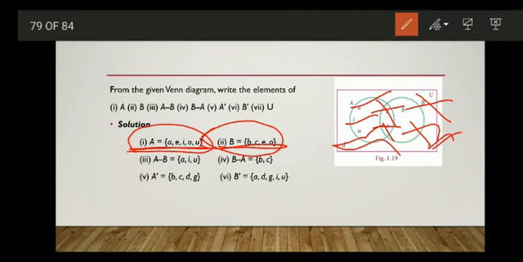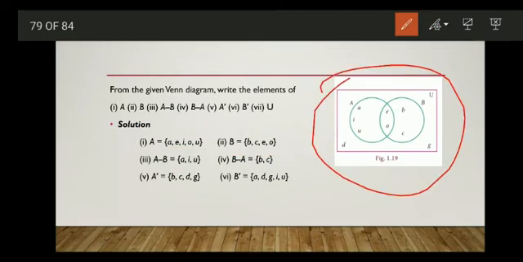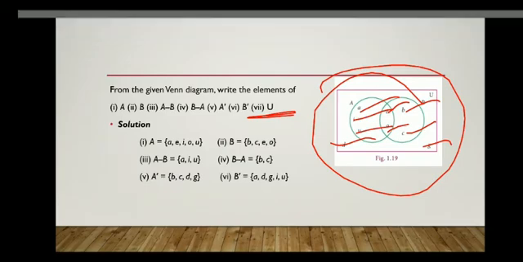This is B complement. Elements of the universal set. This whole set is the universal set, right? So all the elements will be in U. So A, B, C, D, E, G, I, O, U. All the elements will be the elements of U.